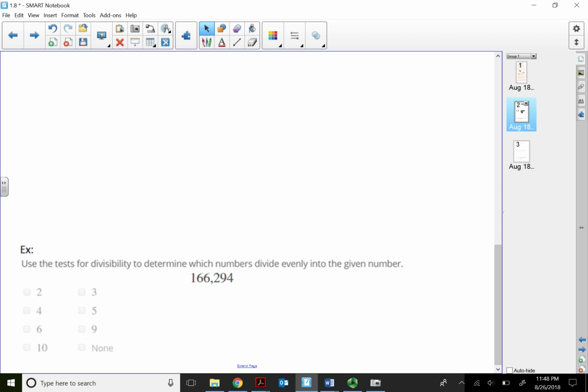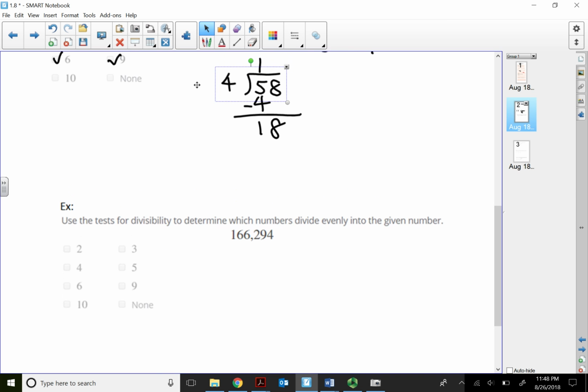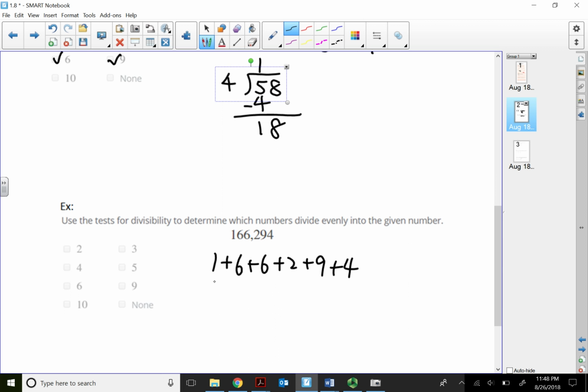All right, let's try one more time. When I do these problems, I always add up the digits first, just to see if 3 and 9 can go into it. 1 plus 6 plus 6 plus 2 plus 9 plus 4. I know 1 plus 9 is 10. 10 plus 6 is 16. 16 plus 6 and 2 is 24, so that's 28. Uh-oh. 3 cannot go into 28. 9 cannot go into 28. So 3 and 9 are out.